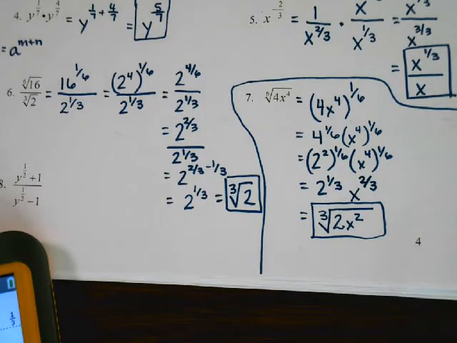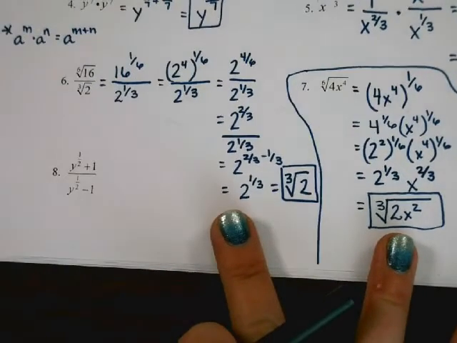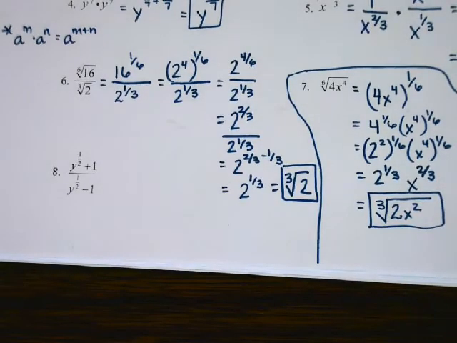Okay, doing okay? All right, I ran out of room. So, grab a piece of paper for our number 8.